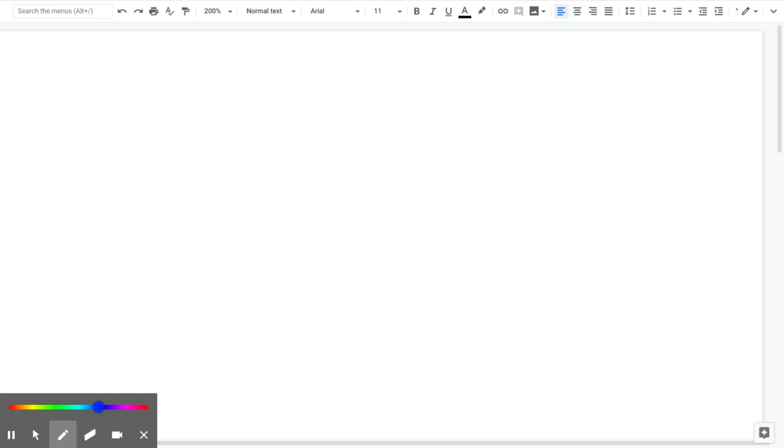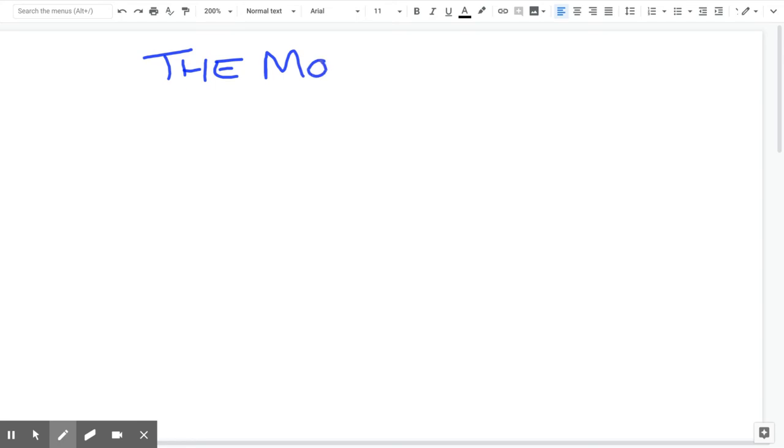Okay, so in this first clip, I'm going to introduce you to a concept called the mole. Now, the mole is a number. It is literally a number. In the same way a dozen is a number, the mole is a number as well. It's a very specific number. It's a relatively large number as well.